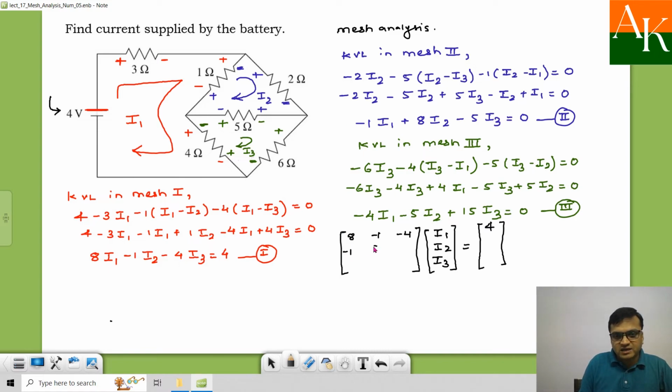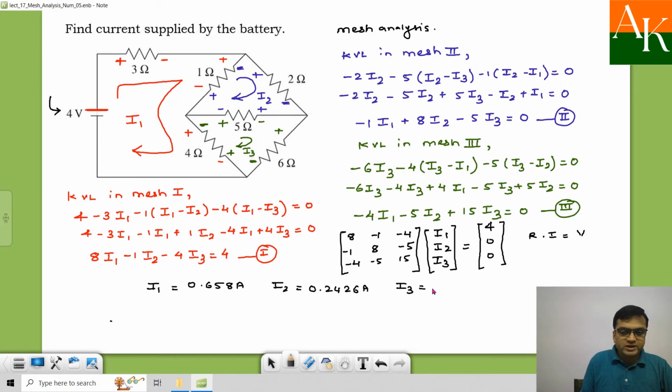Similarly, I can have the second equation, and one can easily take the inference from those equations and their coefficients and constants. So this is in the format R into I is equal to V. You can enter these coefficients and constants in a calculator, and one can calculate I1, I2, I3. I1 turns out to be 0.658 ampere. You can check this. I2 is equal to 0.2426 ampere, and I3 turns out to be 0.256 ampere.